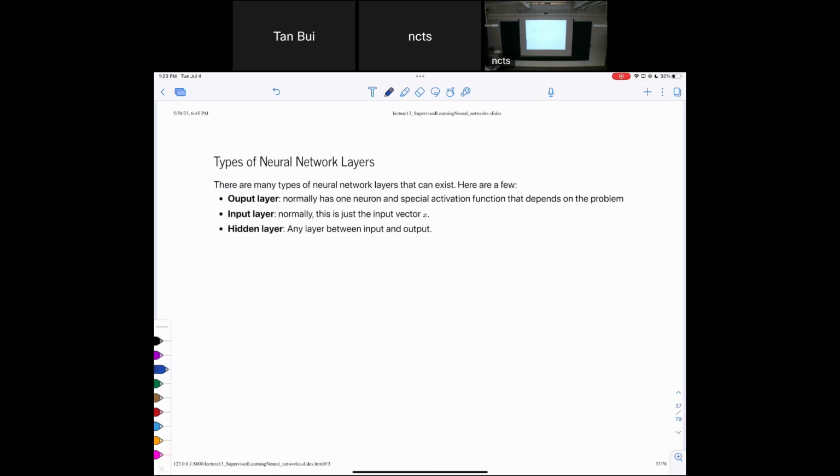Okay, so the neural network layers: the output layer is typically one, but that doesn't need to be one. It can have multiple outputs. It doesn't matter. The input layer is whatever vector X that you have.